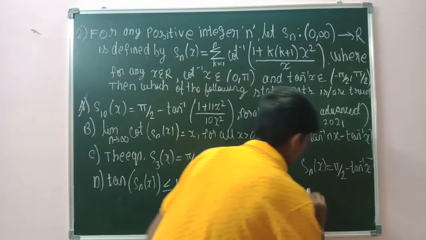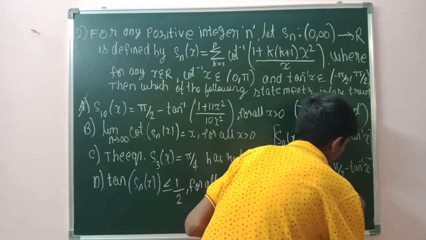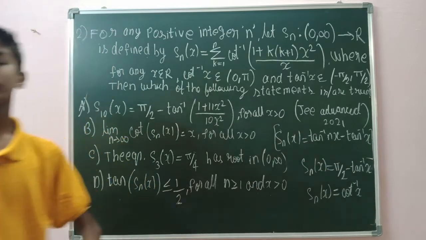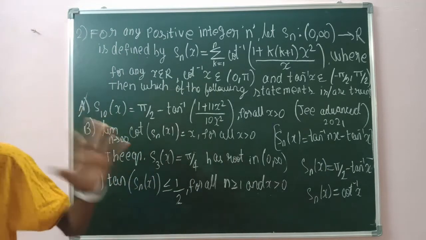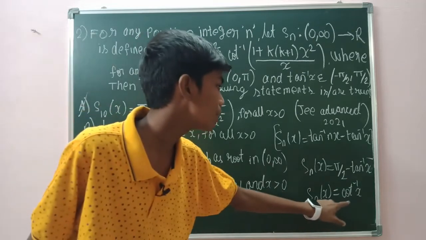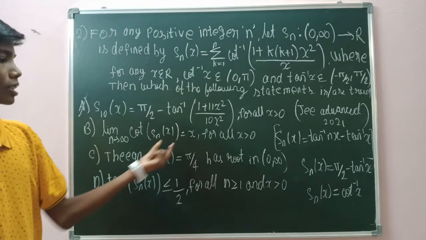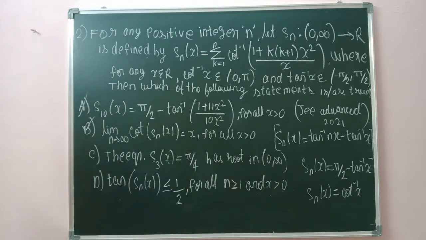So Sn of x can be written as pi by 2 minus tan inverse of x, which is cot inverse of x. Correct? Property, because tan inverse of x plus cot inverse of x is equal to pi by 2, property of inverse trigonometric functions. This is one of the important formulas. So therefore Sn of x will be cot inverse of x. So if Sn of x is cot inverse of x, cot of Sn of x will be cot of cot inverse of x, that is x. So of course your option B is also correct.